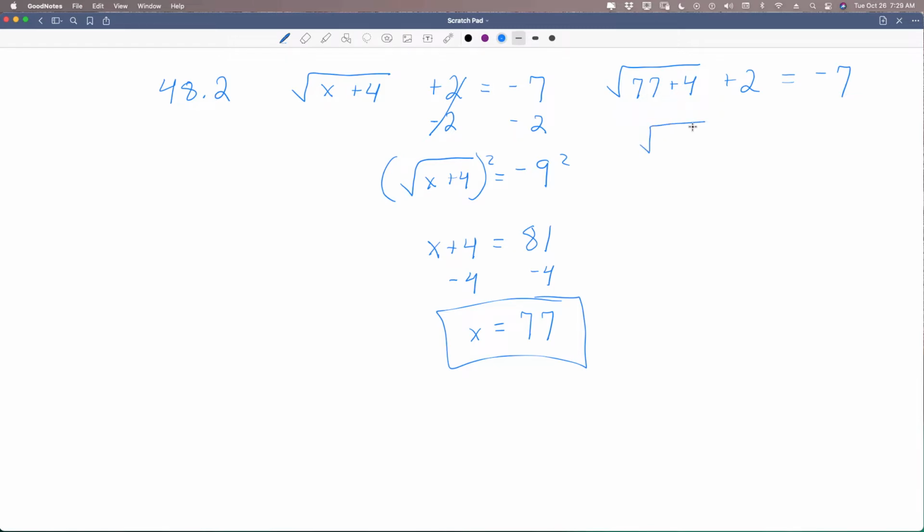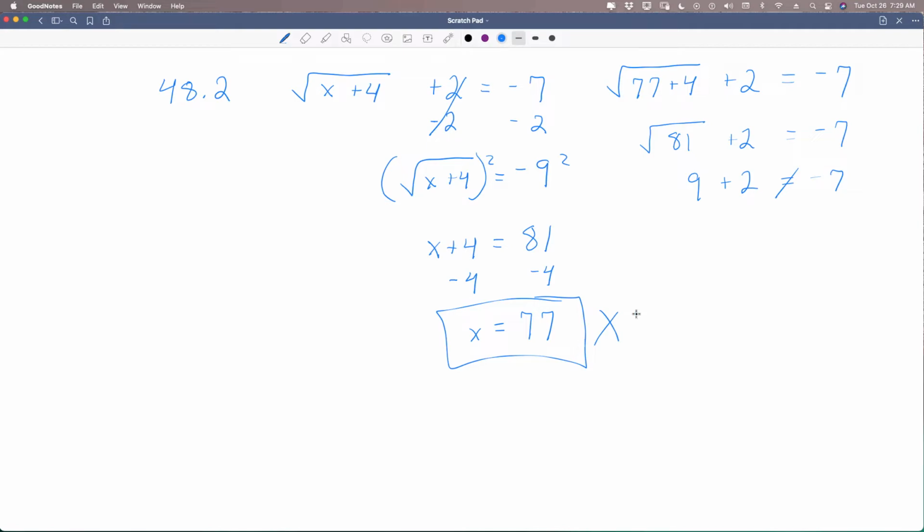That's going to be the square root of 81 plus 2 equals negative 7. 9 plus 2 is not equal to negative 7. Therefore, x is not 77. It is not true. So this is not the solution to the original equation.